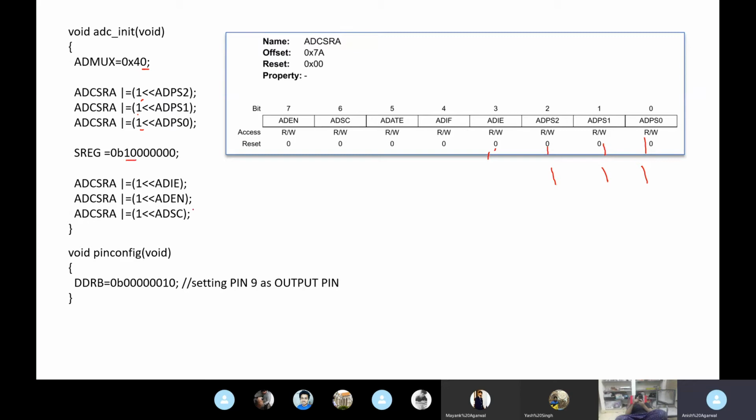ADEN is ADC enable. So we are telling the microcontroller that it can take the value, since we have set the ADMUX to 0x40 when we are doing the ADC enable. So the microcontroller knows that now it has to do the ADC conversion. And as soon as we set the ADSC, the analog to digital start conversion bit, to 1, the conversion starts.